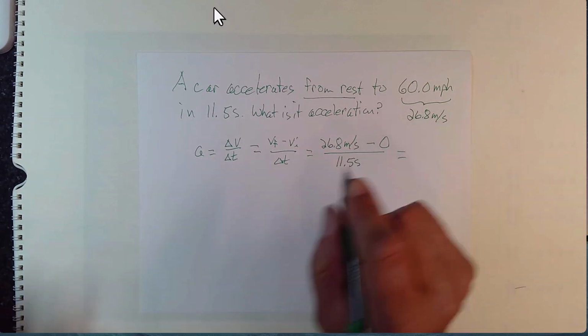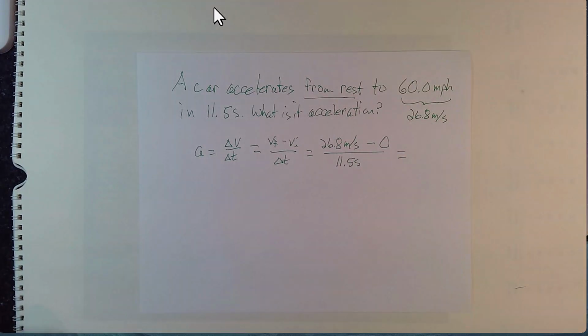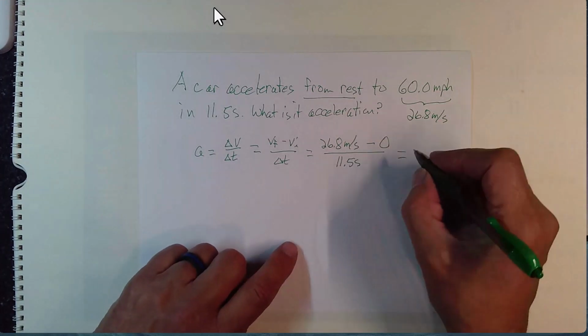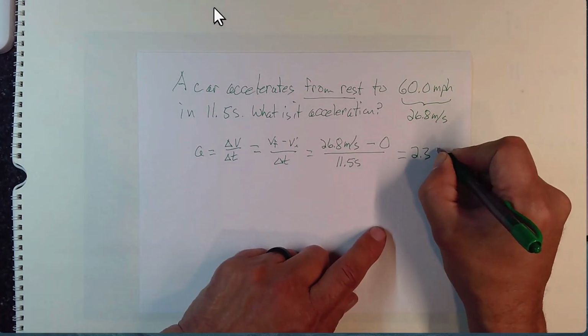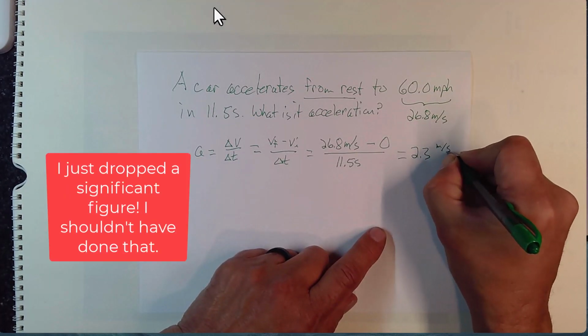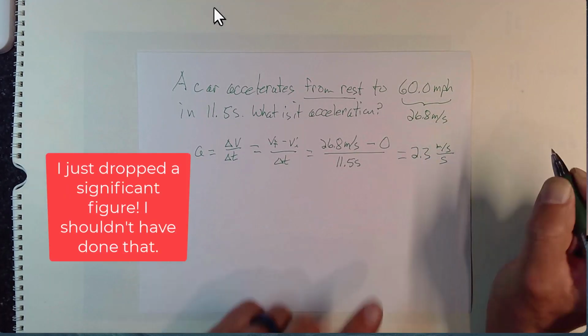Okay, so that's just a calculation to be done. And I get about 2.3. On top I've got meters per second, and on the bottom I've got seconds.